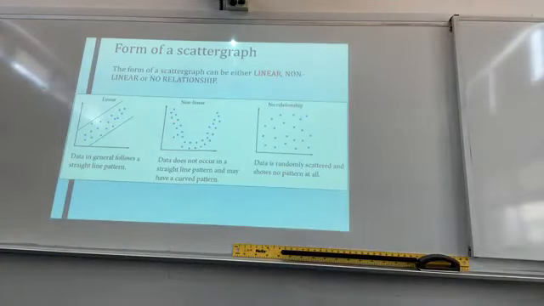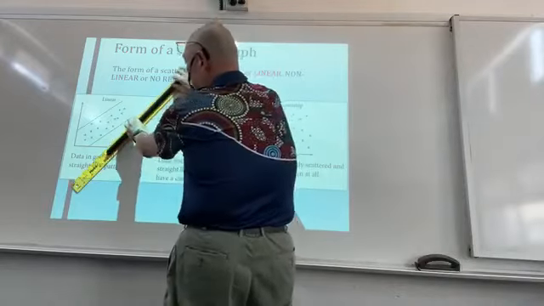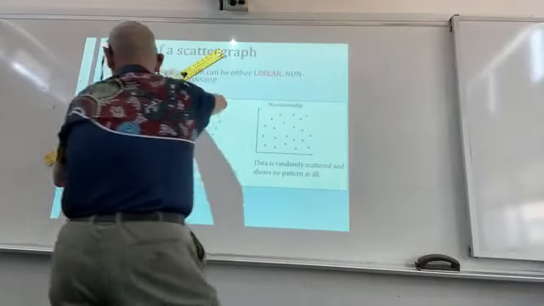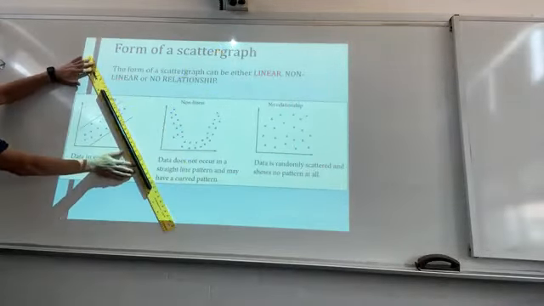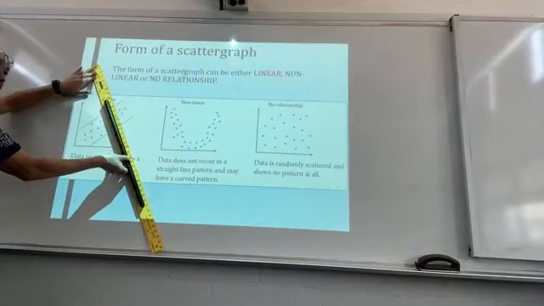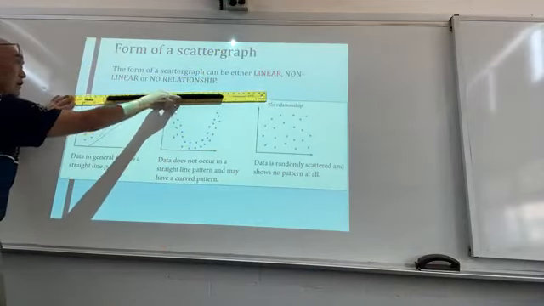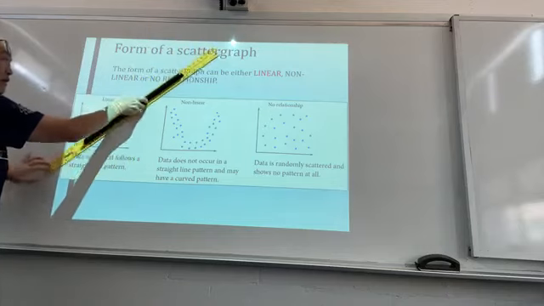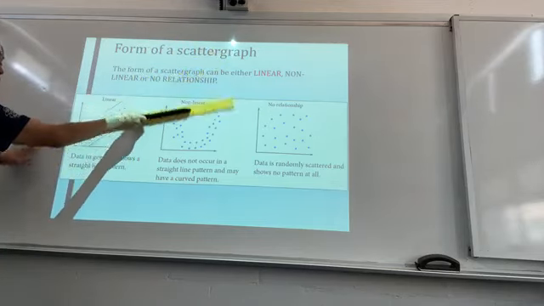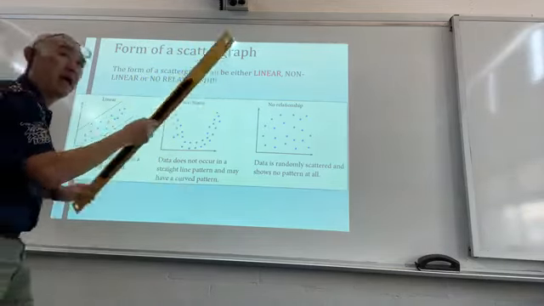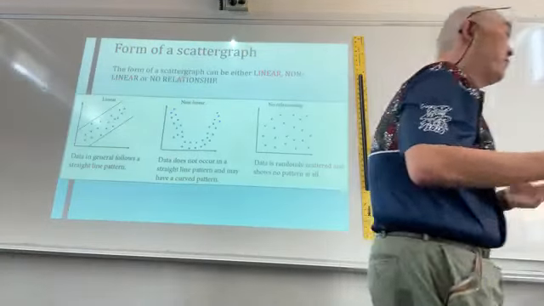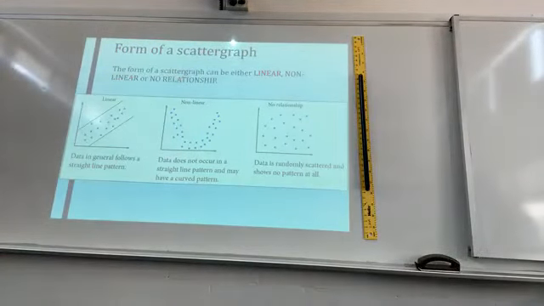Linear pattern could be this way. It could be that way, negative slope, positive slope, negative slope. It could be horizontal, it could be vertical. All right? So we are generally talking about this or this when we're looking at most of the problems you're looking at. All right?